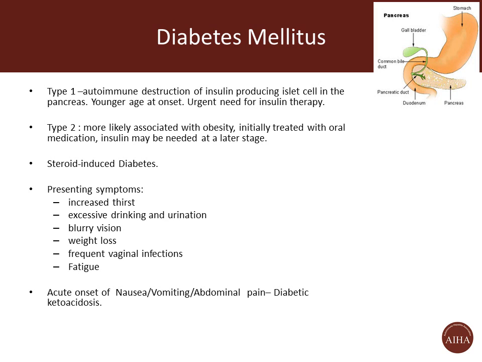I just want you to be aware of the symptoms of diabetes so you recognize them in case this happens. Diabetes usually presents with increased thirst, excessive drinking and urination, blurry vision, weight loss, and in women, frequent vaginal infections. Fatigue is another symptom too. Rarely, abrupt onset of nausea, vomiting, and abdominal pain could be the symptoms of what we call diabetic ketoacidosis, and that's more commonly seen in patients with type 1, the autoimmune type of diabetes.